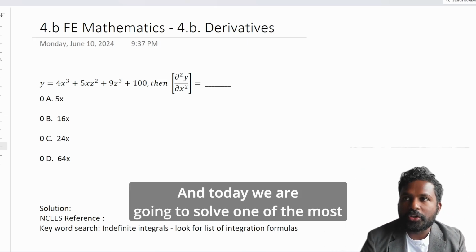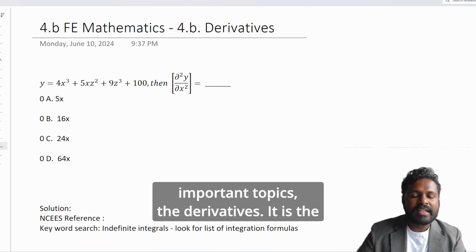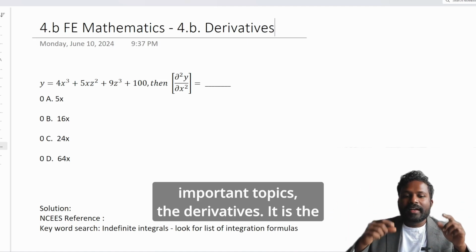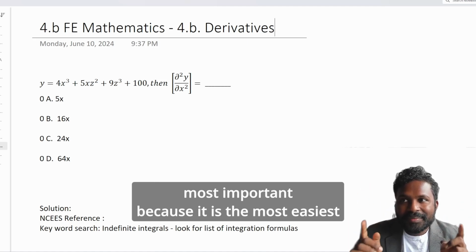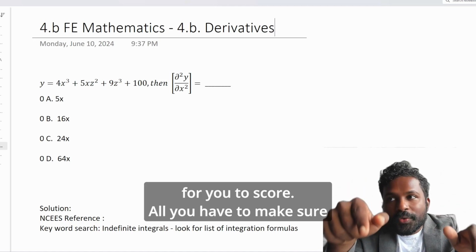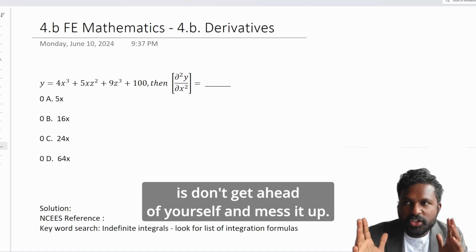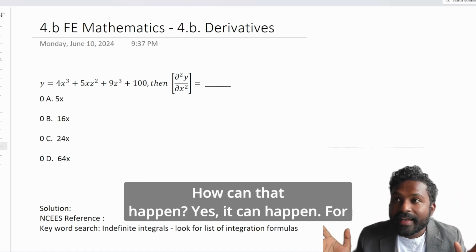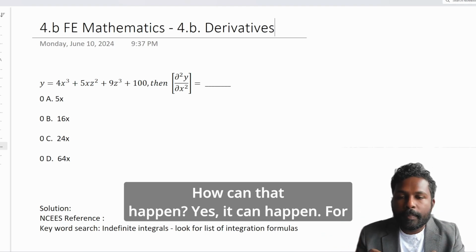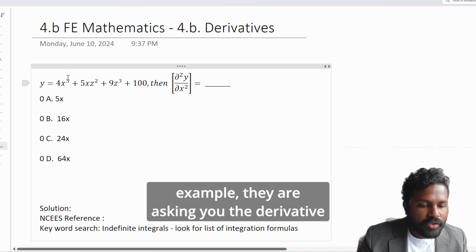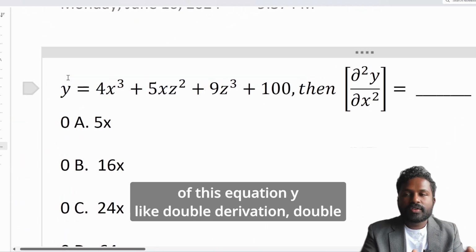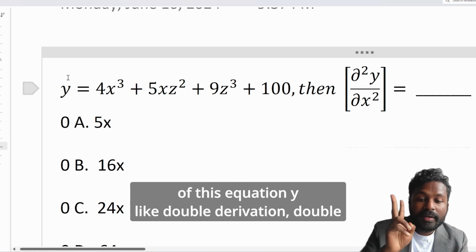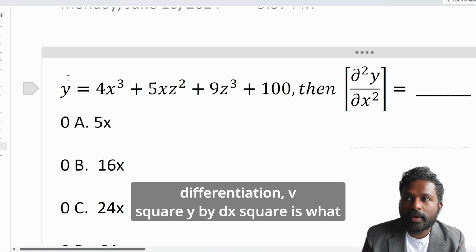And today we are going to solve one of the most important topics, the derivatives. It is the most important because it is the easiest for you to score. All you have to make sure is don't get ahead of yourself and mess it up. How can that happen? Yes, it can happen. For example, they are asking you the second derivative of this equation y, double differentiation, d square y by dx square.